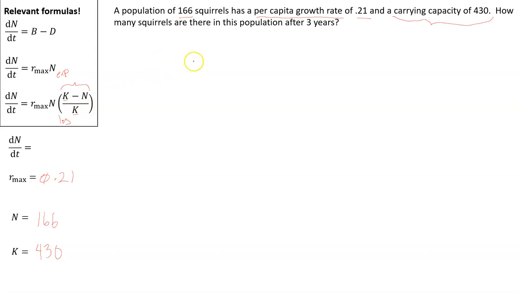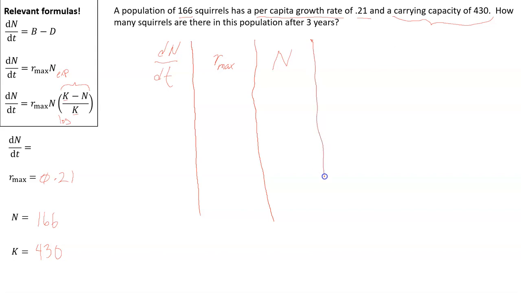Okay, so I do the chart method. I think some of you should be doing this as well because it's much easier. So let me write dN over dt over here. dN over dt. And let me put a very crude line coming down. Okay. Next I'm going to put r max. This is our per capita growth rate. r max, per capita growth rate. That's going to be the same all the way down. Okay. Next we have N. Okay. Another line over here.